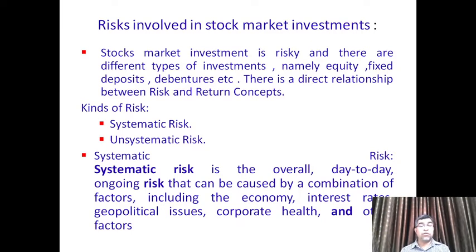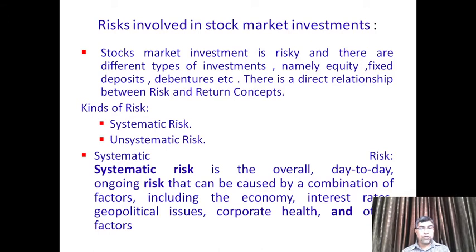Risk could be of two types: systematic risk and unsystematic risk. Of course, there is one more risk which is called systemic risk, but it should not be confused with systematic risk. Systematic risk is the overall day-to-day ongoing risk that can be caused by a combination of factors including the economy, interest rates, geopolitical issues, corporate health, and other factors. It is due to the combination of factors including the economy.